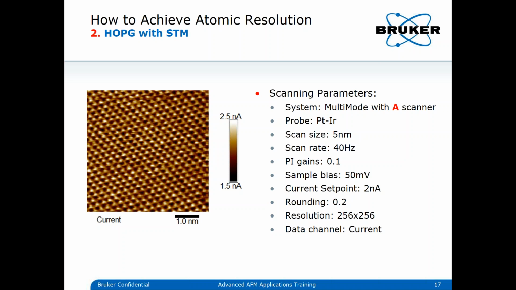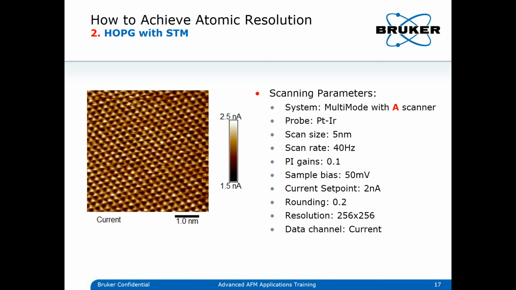The scan size in this case is 5 nanometers. The scan rate is 40 Hertz. The gains are set to 0.1 each. For the HOPG in STM mode, it has to be a fully conductive sample and a conductive tip, otherwise STM will not work. The bias is here around 50 millivolts. Personally, I can say it would also work from, let's say, 10 millivolts upwards to 200, depending on the conditions of the tip and the system.